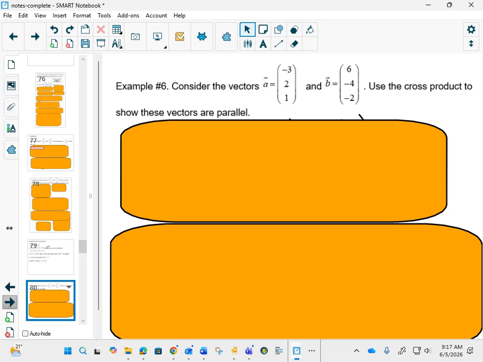So here we have 2 vectors. Use the cross product to show these vectors are parallel. I'm not sure if the cross product is easier for showing parallel. Remember our old technique for showing parallel? Can you find a number that you can multiply this one by to get this one? -2?